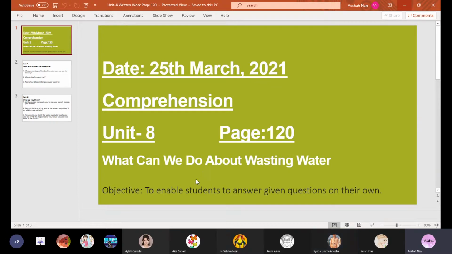This is Unit 8, and the name of the extract, the passage, is What Can We Do About Wasting Water? And that is given on page 120. Okay, quickly prepare the page, then we shall begin. Make a margin line, write down the date, unit number, page number, and the name of the passage.